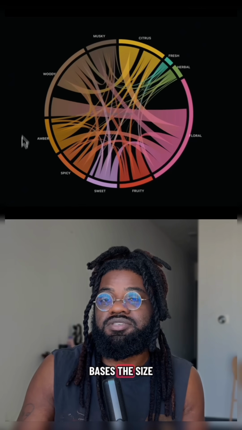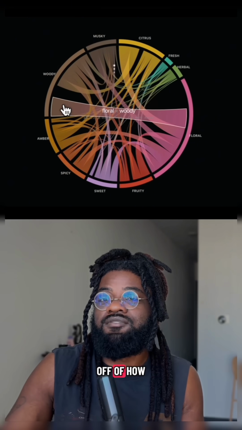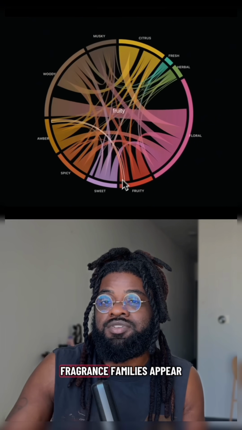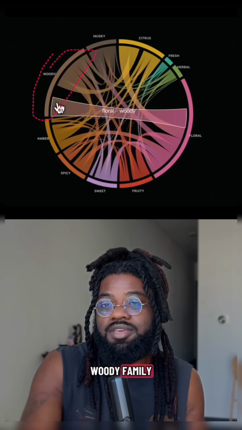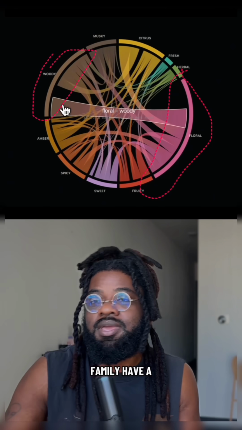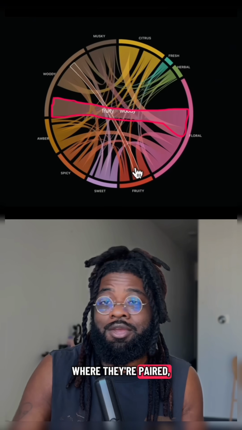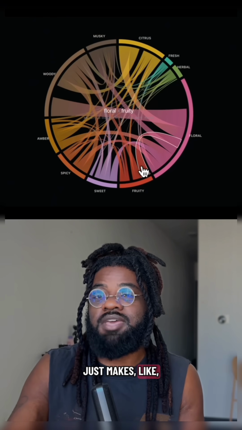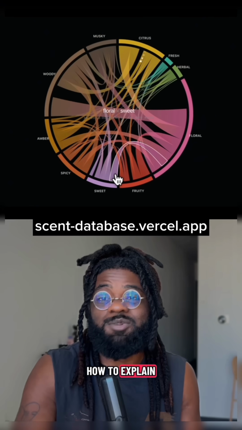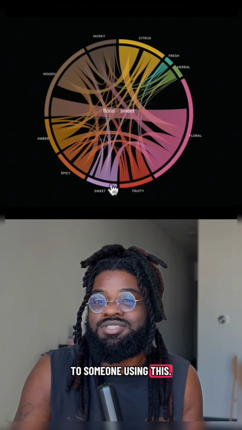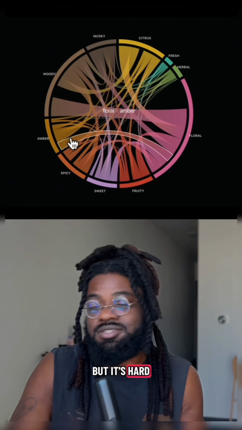This second one bases the size of the association off of how often the two fragrance families appear in the same perfumes. So you can see that like the woody family and the floral family have a lot of perfumes where they're paired, which would just imply that that makes for a better smelling scent. So my next step is to try to figure out how to explain all of that to someone using this, because this is cool to look at, but it's hard to understand.